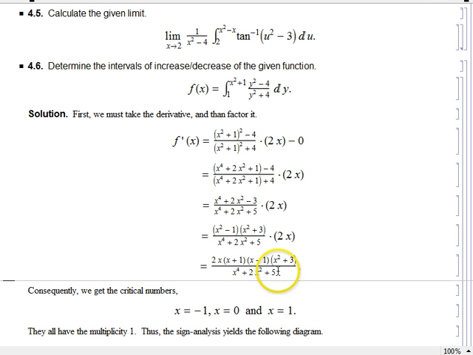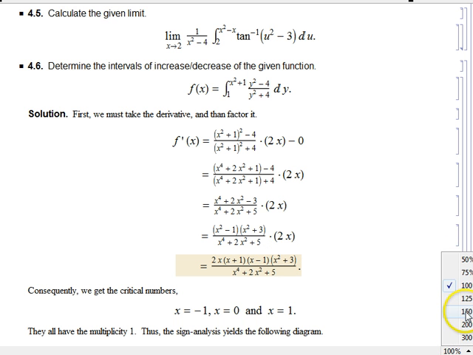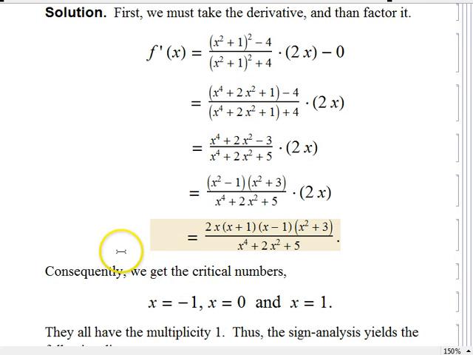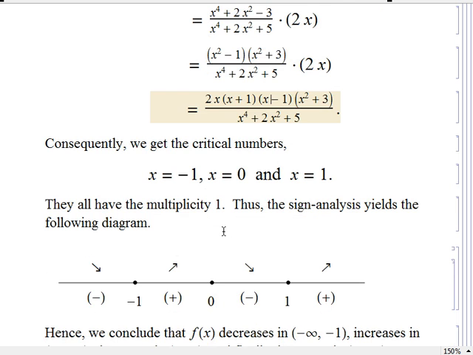The method over here was a little bit stupid, but it works out anyway. And then here's the full factorization, and we have three critical numbers. x equals 0 for my first factor, x equals negative 1 for my second factor, x equals positive 1 for my third factor. Maybe expand it a little bit. x equals 0, x equals negative 1, x equals positive 1 from that. They all have multiplicity 1, so we're going to have sign changes.